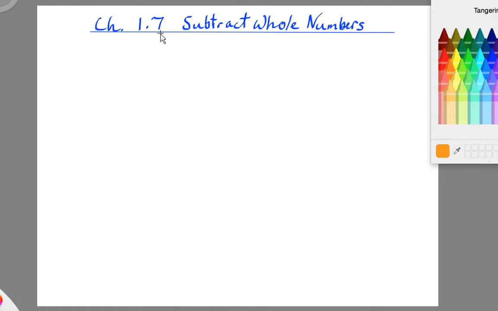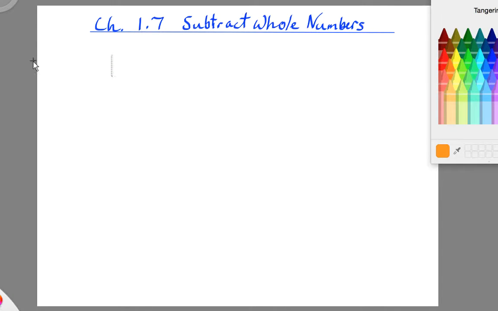Alright, this is chapter 1.7, subtract whole numbers. And it's very similar to the last lesson except that we're subtracting instead of adding. We're basically going to be doing pretty much the same thing. And it's stuff that you've seen before, so let's just jump right in.